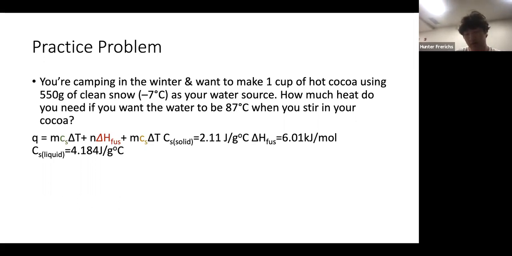Here's the information you need. It gives you your basic Q equation and your delta H of fusion. Those are all you're going to need, because you're going from a solid, and the melting point of water is 0 degrees, as you guys remember. So you're starting below the melting point, at a solid, and then you go from solid to liquid, which is your n delta H. And then you have your temperature change from 0 to 87 degrees.